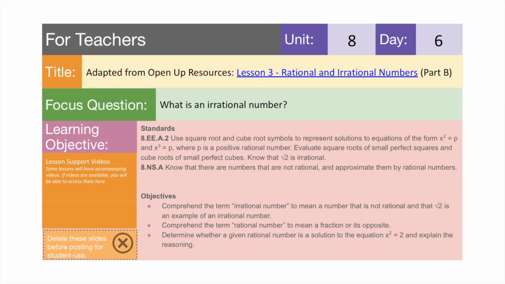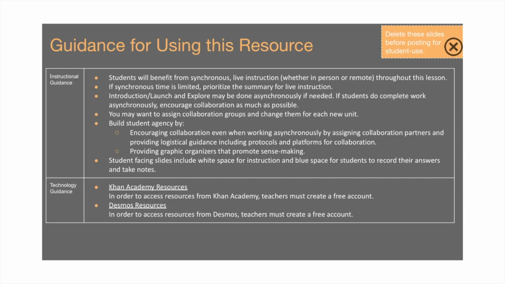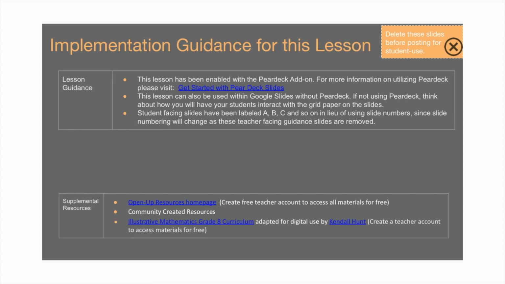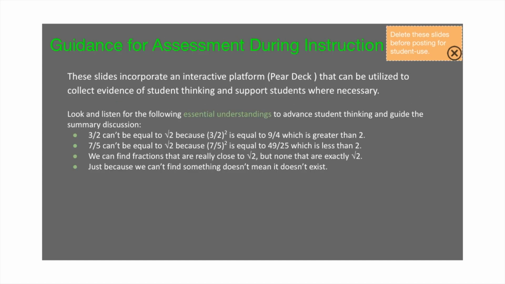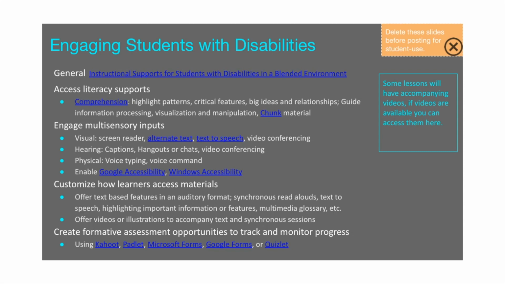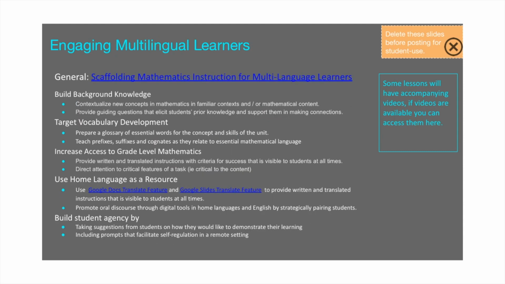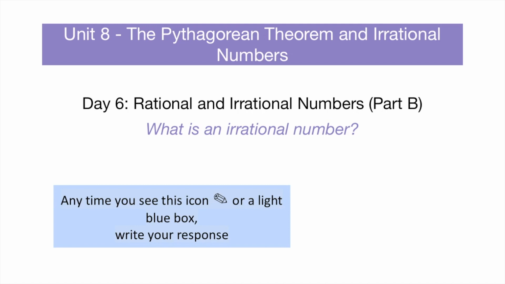This lesson, as with all other lessons, can be found on TeachHub. This lesson, like other lessons, provides teachers with the title, the focus question, the learning objectives, including the standards and objectives for each lesson. We also provide guidance for using this resource, including instructional and technology guidance, implementation guidance for the lesson, guidance for summarizing, guidance for assessment during instruction, and general methods of engaging students with disabilities and multilingual learners. 8th graders are working on Unit 8, the Pythagorean Theorem, and irrational numbers.